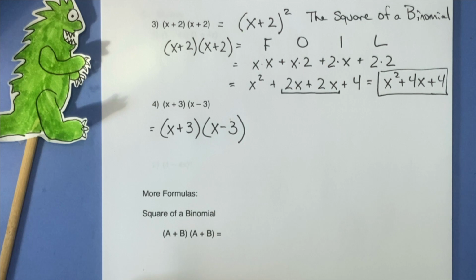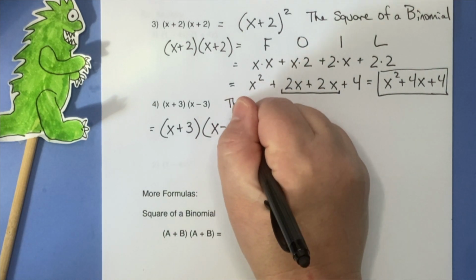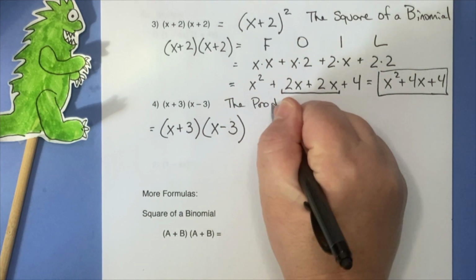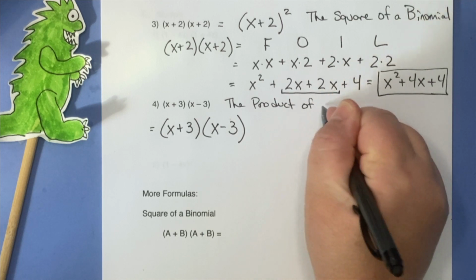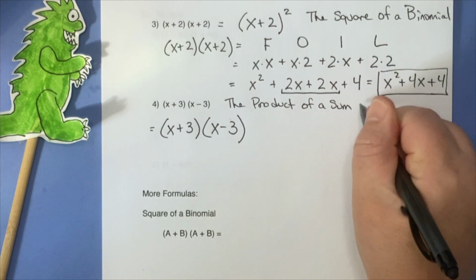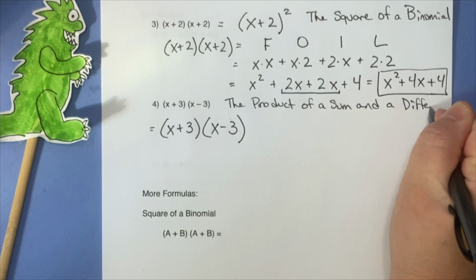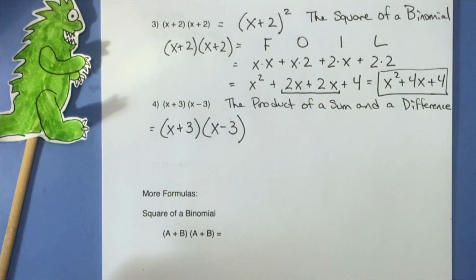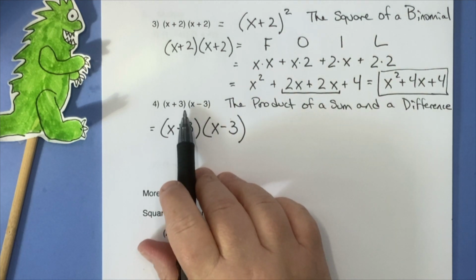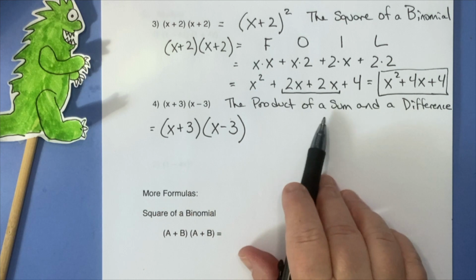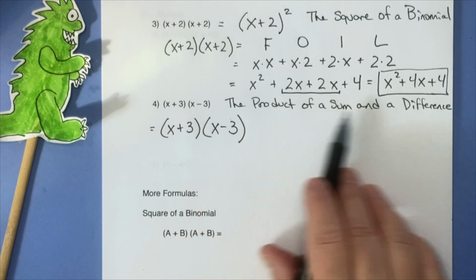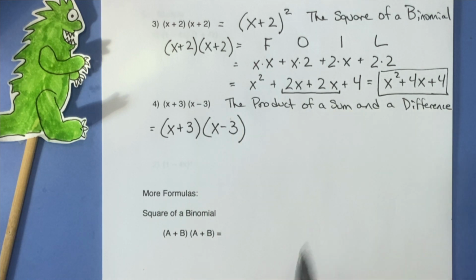This has a very awkward name. It's called the product of a sum and a difference, which sounds impossibly long until you realize it is literally a description. We are multiplying something that has a plus in it, that's the sum, and something that has a minus in it, that's the difference. So literally mathematics has names for things that are just describing what they are.